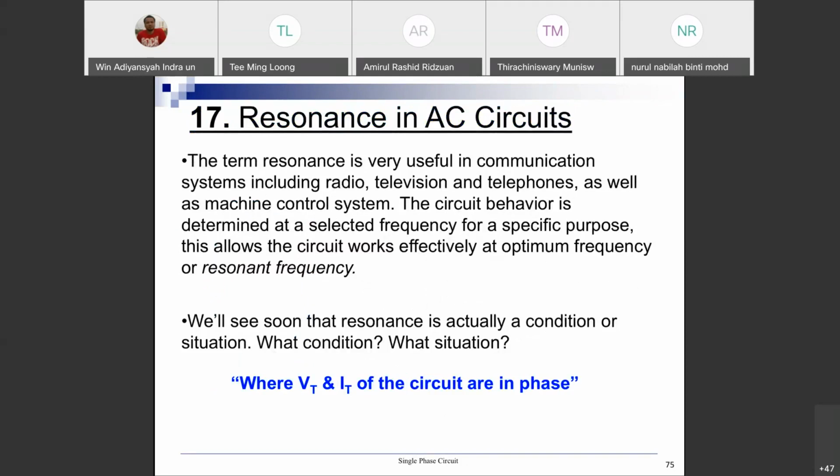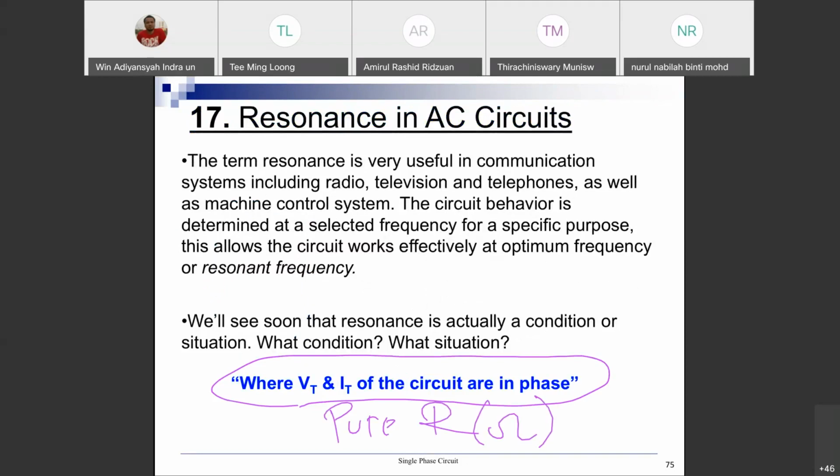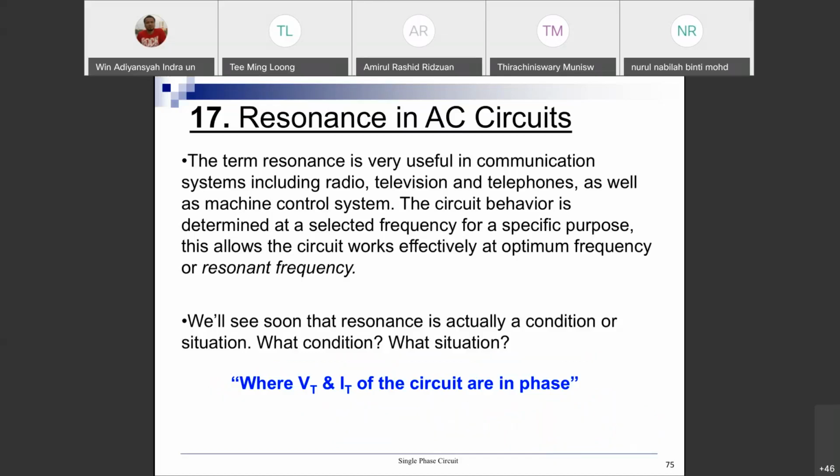Okay, look at this keyword here. This is the keyword: are in phase. That means pure resistive. Pure R. Okay, pure R. No XL or no XC.